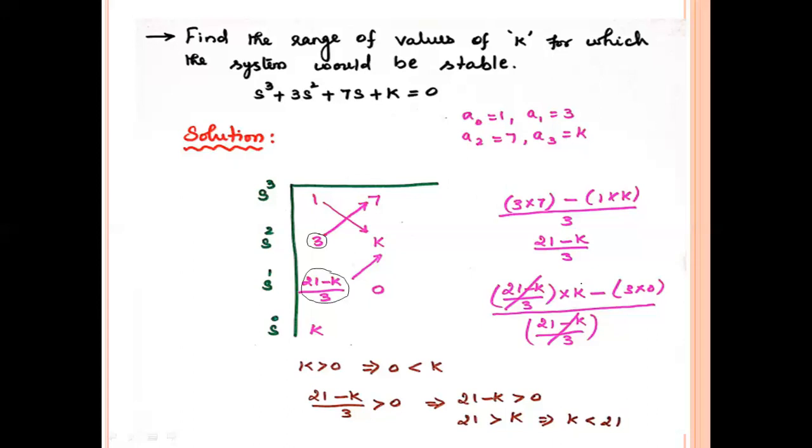Correct? Okay. Now you see this column 1. So in column 1, you are not having any sign changes. For example, what is the sign change? You are telling that there is no sign change.